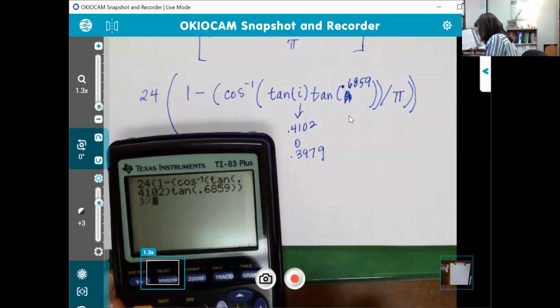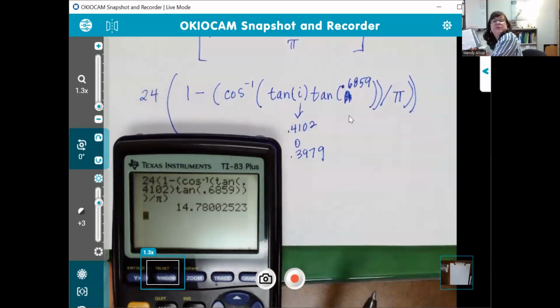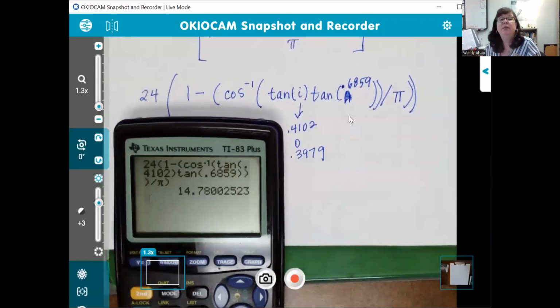One more, divided by pi. And then I'm going to close all that, and it'll tell me if I have too many. No, I had the right number of closing parentheses. So you might want to zoom in a little bit so you could see that a little bit better.